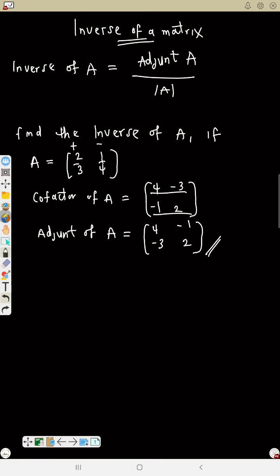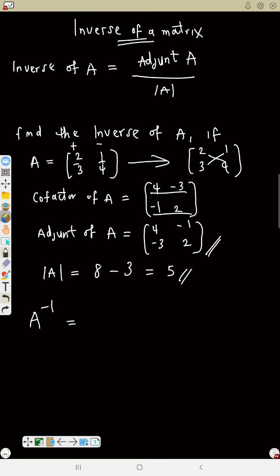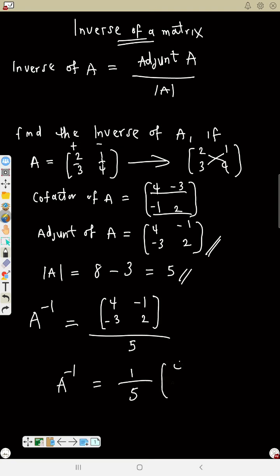Now find the determinants of A. Remember A is 2, 3, 1, 4. So what is the determinants? Determinant of A. We say this times this, that will be 8 minus this times this, that will be 3. 8 minus 3, 5. Now inverse of A, we write inverse as A raised to power minus 1, will now be equals to adjoint over determinants. So what is the adjoints? You already know. So adjoints, let me write it first. That will be 4, minus 1, minus 3, 2 over determinants over 5. So which we can rewrite as 1 over 5 into 4, minus 1, minus 3, 2.